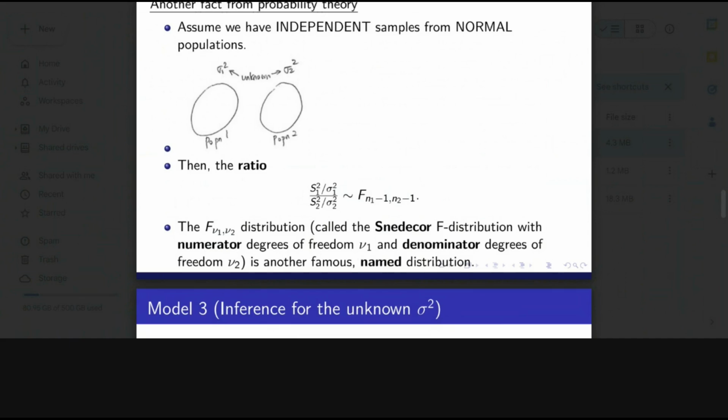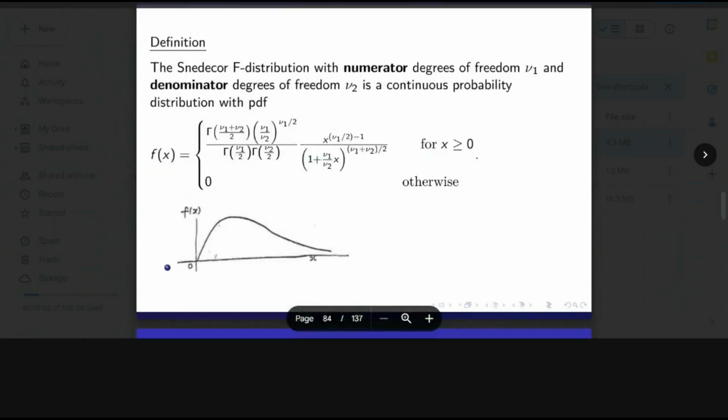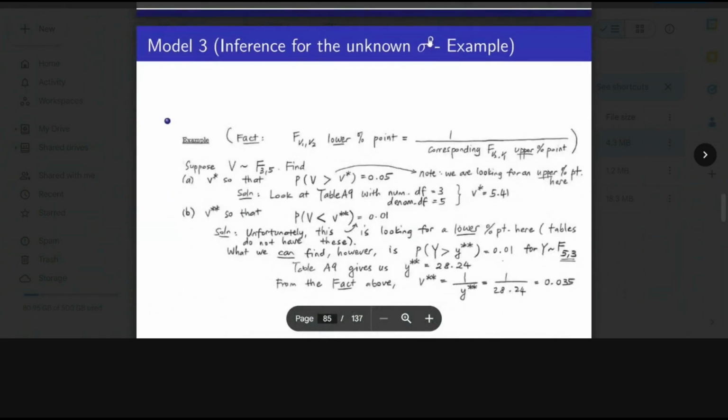So how do we read it? Okay, so let's do a simple example first. Let's say something has an F3,5 distribution. Can you find the critical value so that the area after that is 5%? So look at the solution.